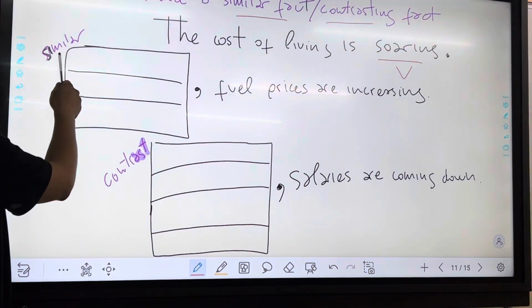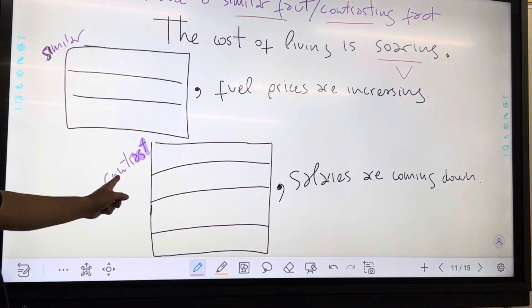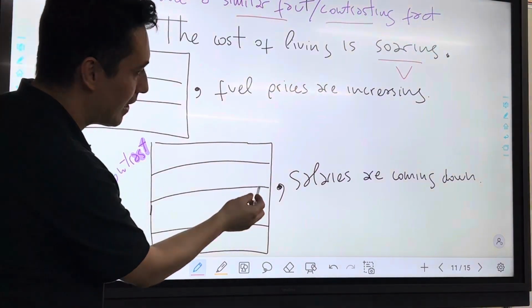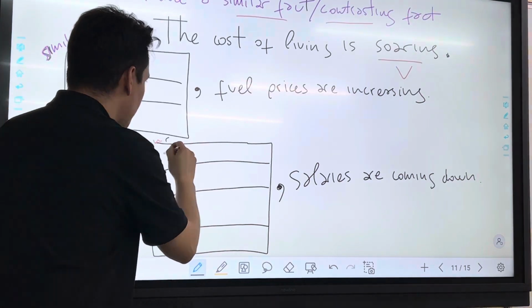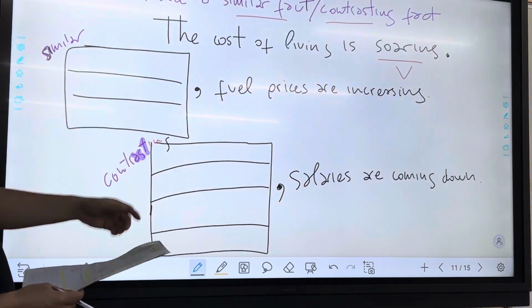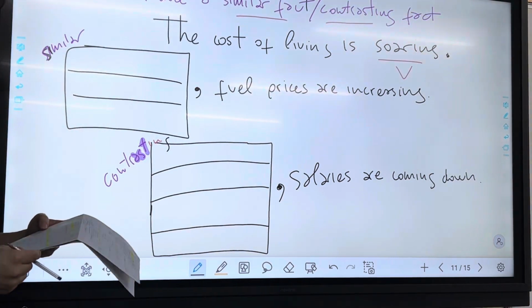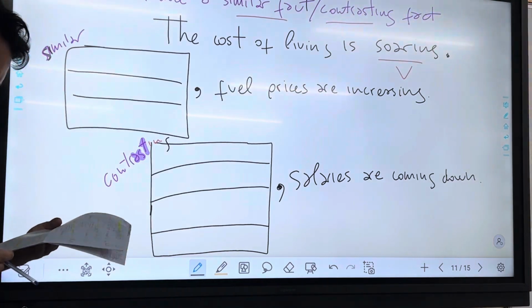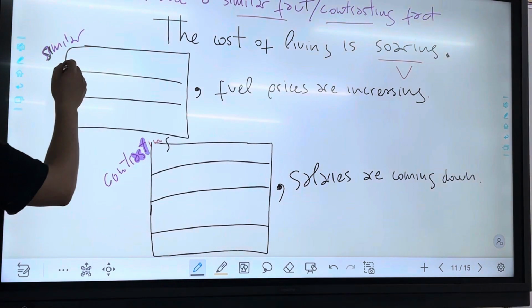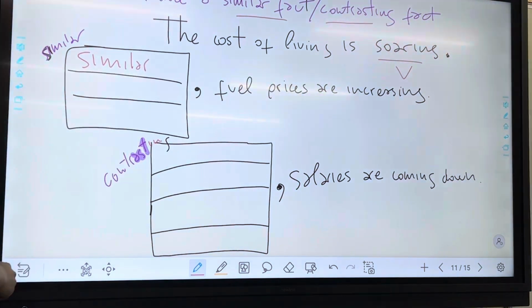A similar fact. Fuel prices are increasing. A contrasting fact. Salaries are coming down. So something similar, a similar fact. The cost of living is soaring. Fuel prices are increasing. Not exactly. Okay, I'll give you one which is very easy. This is wrong. Something is missing.